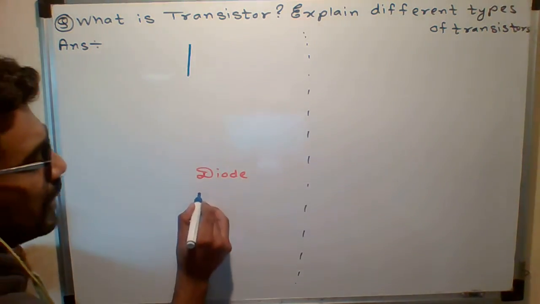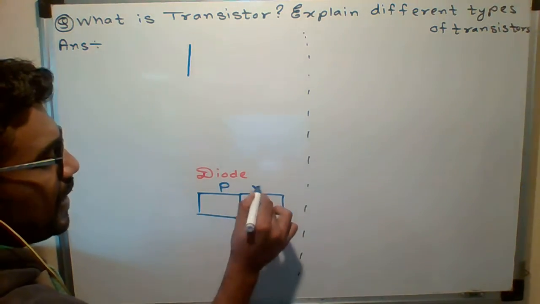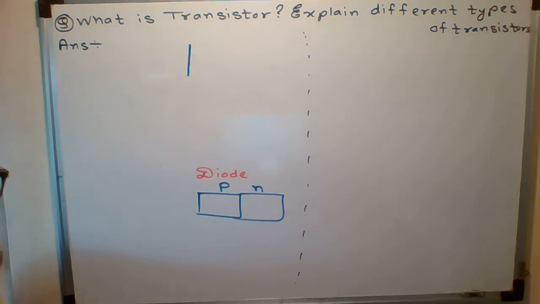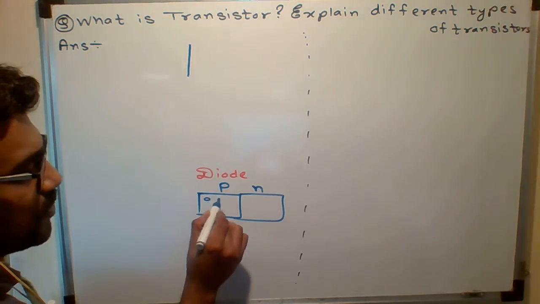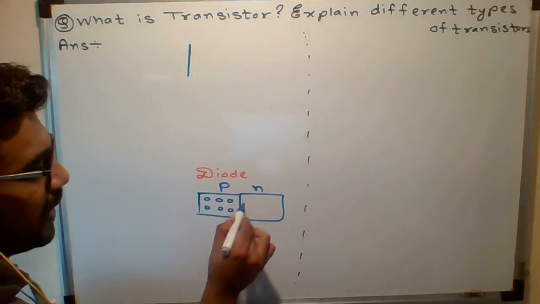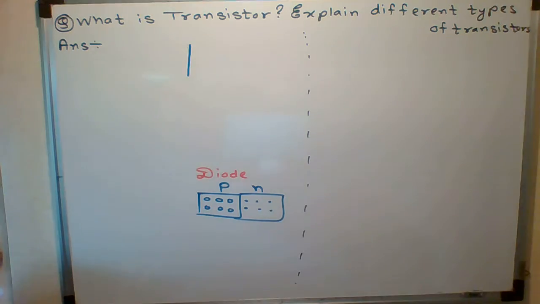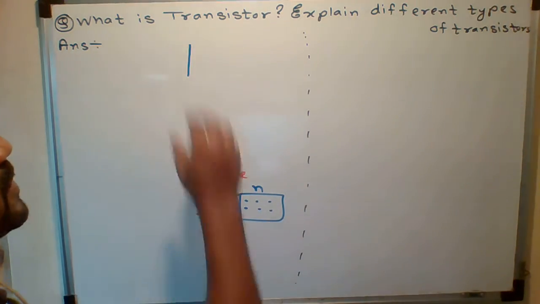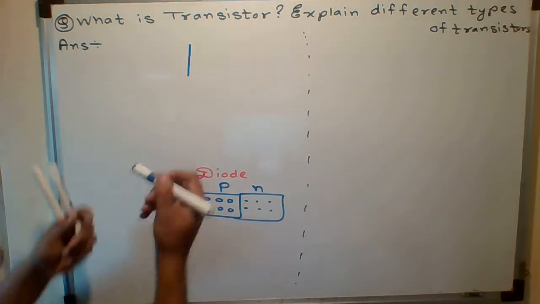Okay, let me draw the diode first. Diode consists of what? P and N type semiconductor. Yes, PN junction diode. Yes, very good. Okay, P contains what? Holes, as you know, and N contains what? Electrons. You know that. Okay, PN semiconductor. Yes. Transistor consists of two diodes. But how? I will show you.